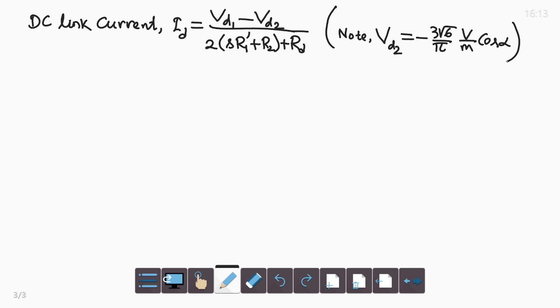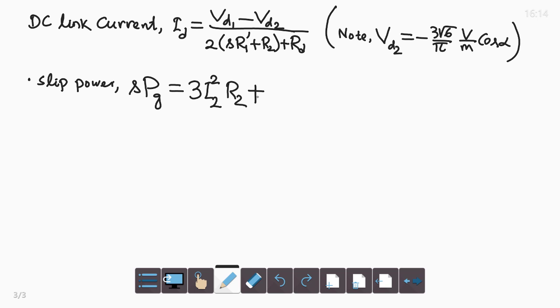And with this DC link current, slip power is slip S times the air gap power. So, slip power, one part is dissipated in the rotor circuit resistance as the rotor copper loss, that is 3 I2 square into R2, and the remaining power is fed back to the supply, and power fed back to the supply is VD2 into ID.